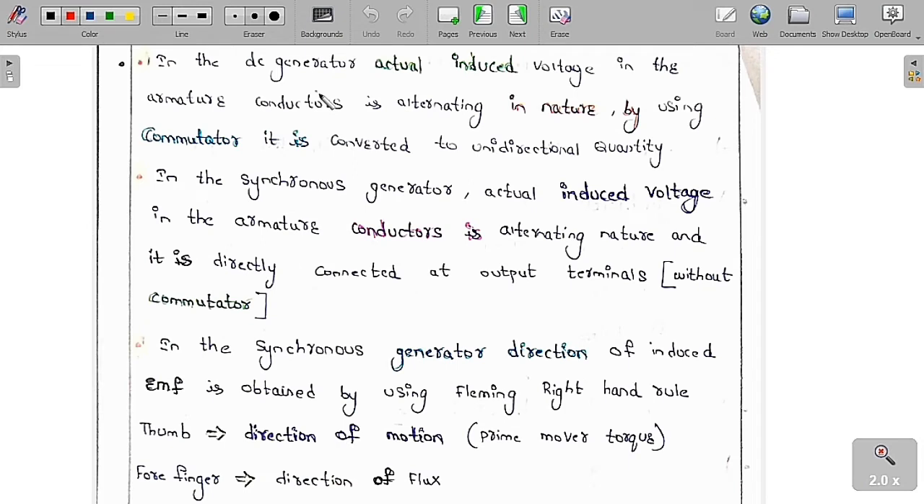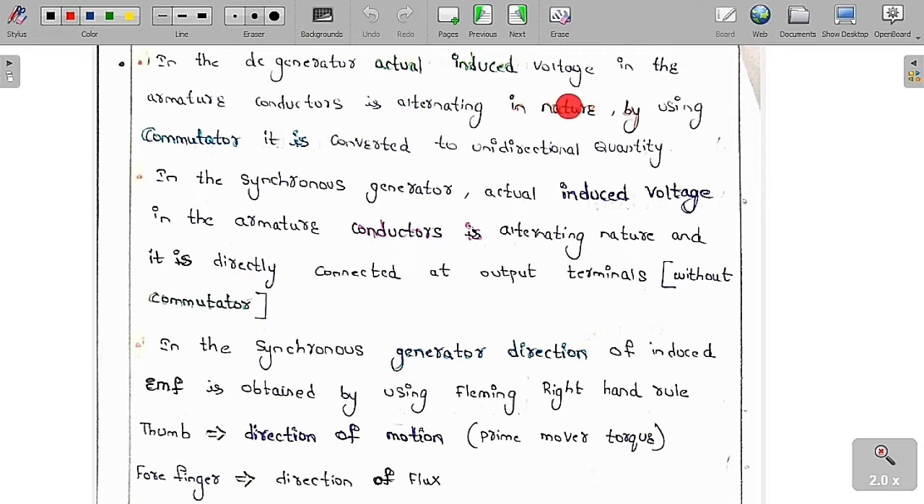In the DC generator, actual induced voltage in the armature conductors is alternating in nature. By using a commutator, it is converted to a unidirectional quantity. I already told you, whatever the current and voltage inside the armature in a DC generator is always AC, but outside it is purely DC in nature, or a unidirectional quantity. Inside the armature the voltage and current are alternating, but outside the commutator the voltage and current are always unidirectional.